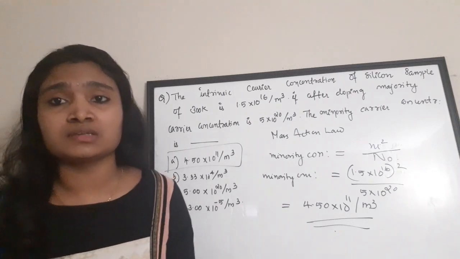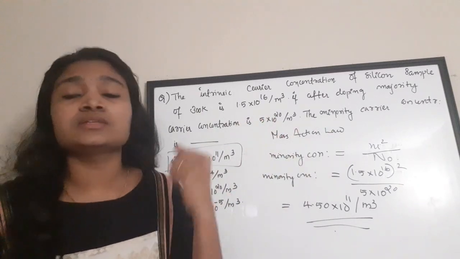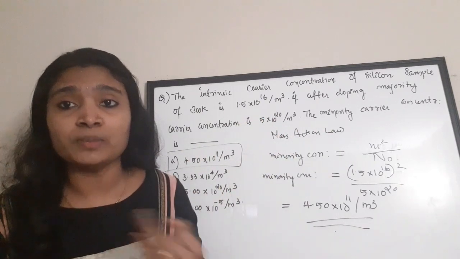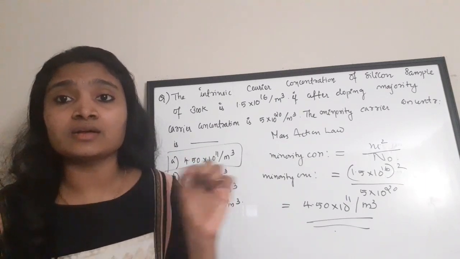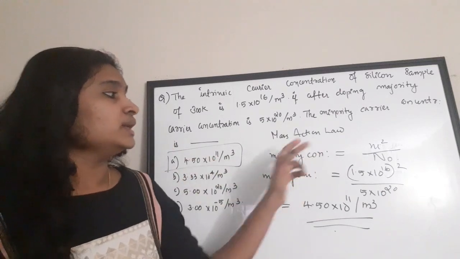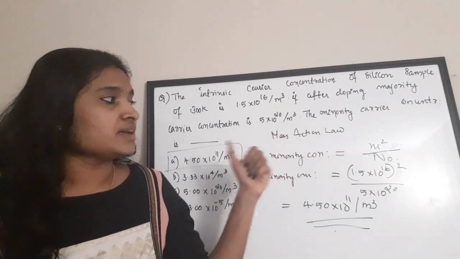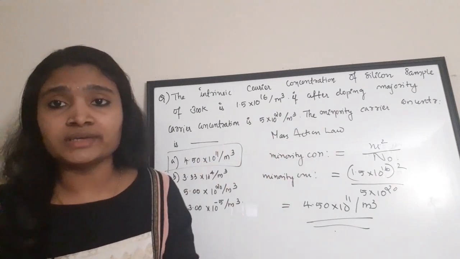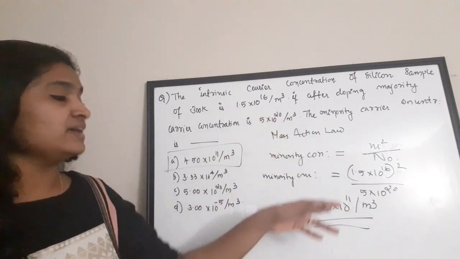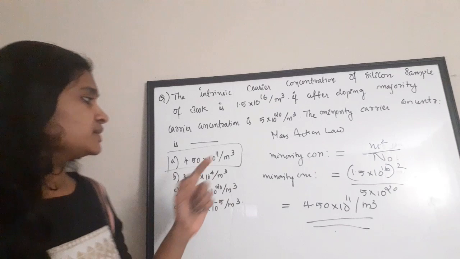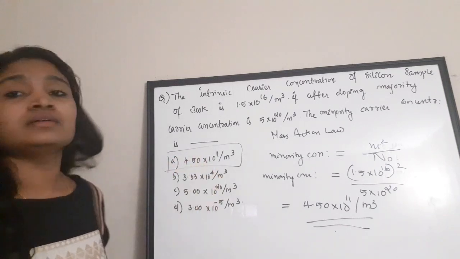So this is just a direct application question. You just need to know the mass action law. That is, the product of majority carrier concentration into minority carrier concentration is equal to intrinsic carrier concentration square. To find the minority carrier concentration, you have to divide the intrinsic carrier concentration square by the majority carrier concentration. So you will get 4.50 into 10 raised to 11 per meter cube as your answer, and the correct answer is option A.